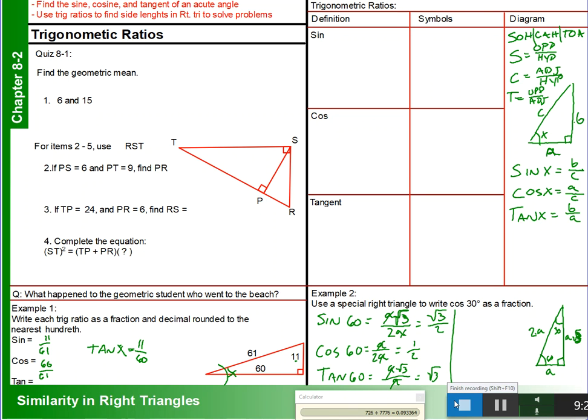Right now, I want you to pause the video, and I would like you to find the fractions for the sine, cosine, and tangent of 30. If you haven't paused the video, pause it now. Start it up again when you have the answers. No cheating.